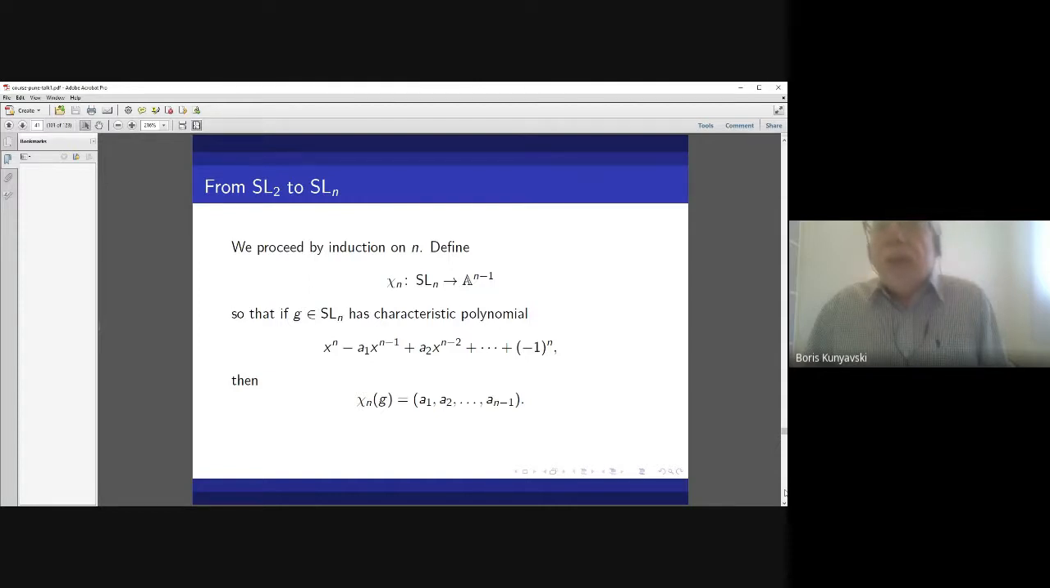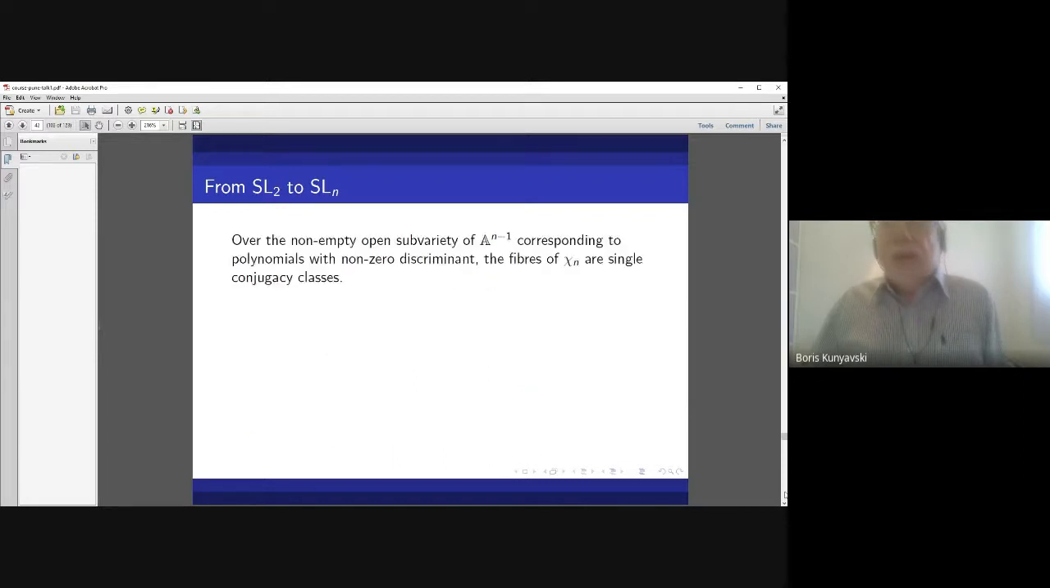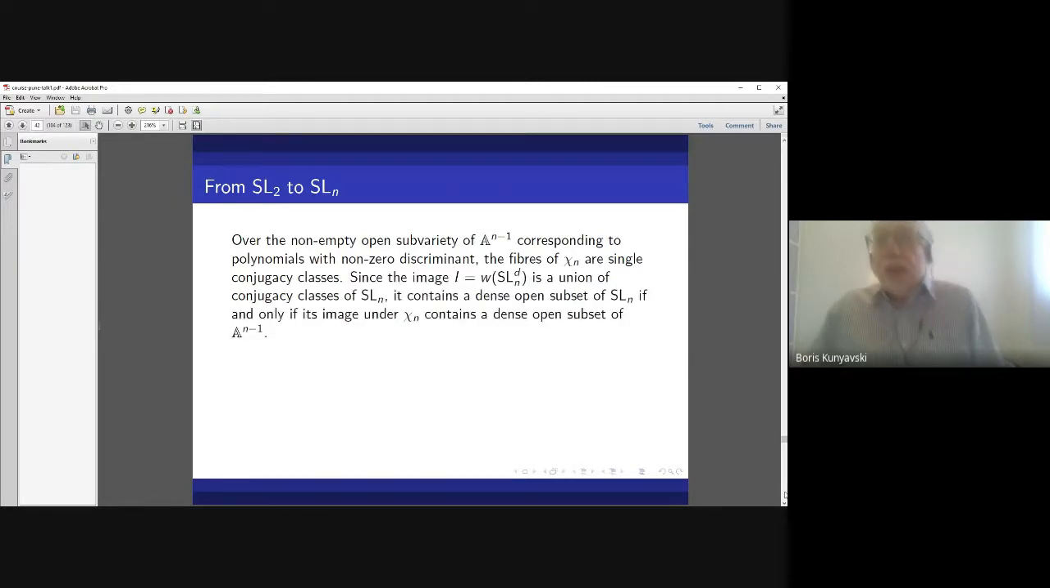And define the image of G as the collection of n-1 coefficients. Yeah, the last coefficient is the determinant, with sign (-1)^n, as you know. So the characteristic polynomial does not depend on the representative of the conjugacy class. It's constant on conjugacy classes. Now, the fibers are single conjugacy classes if we consider polynomials with non-zero discriminant. Now, the image is a union of conjugacy classes, as we observed earlier. Our second trivial observation was such.